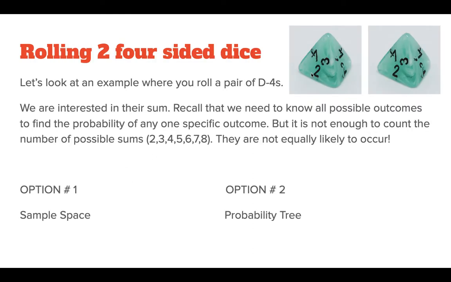Now, I'm going to propose this following situation. Don't know how many of you have played dice games, but a 4-sided die is possible. We call them D4s. You also have 6-sided dice are common, 10-sided dice are common, 12-sided dice are common. So here we're going to roll a pair of D4s.